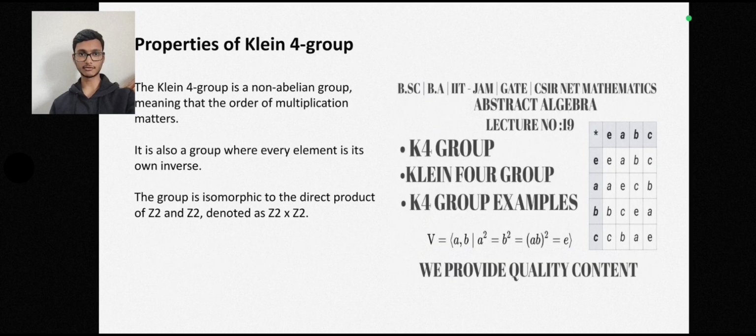Properties of Klein 4 group. The Klein 4 group is a non-abelian group, meaning that the order of multiplication matters. It is also a group where every element is its own inverse. The group is isomorphic to the direct product of Z2 and Z2, denoted as Z2 cross Z2. So basically, our Klein 4 group is of A, B, where A square equal to B square equal to (AB) whole square, and all these 3 will be equal to E, that is our identity element.